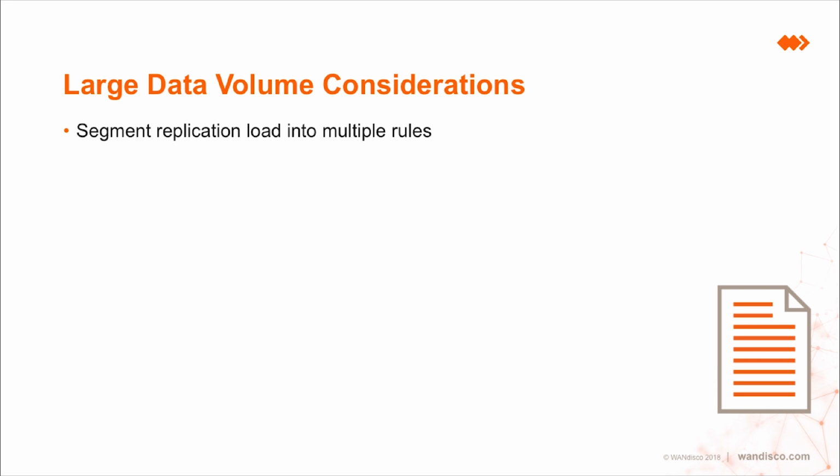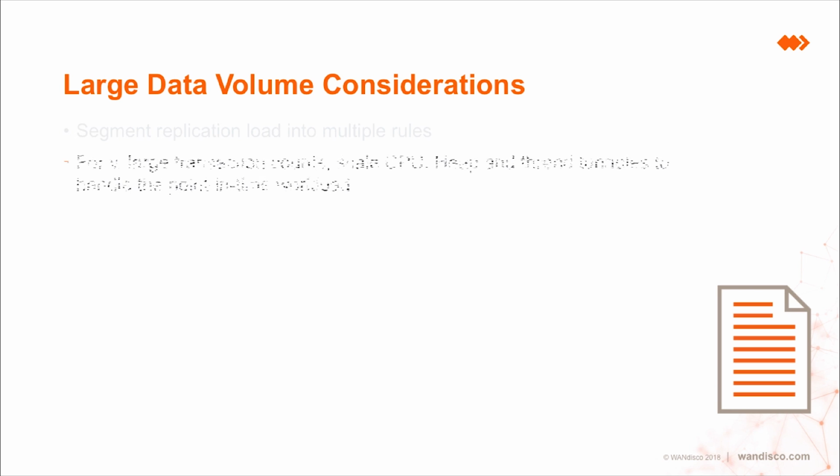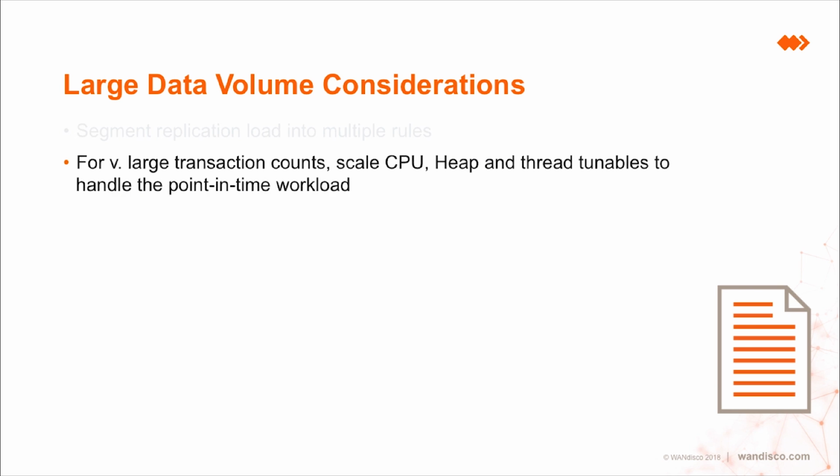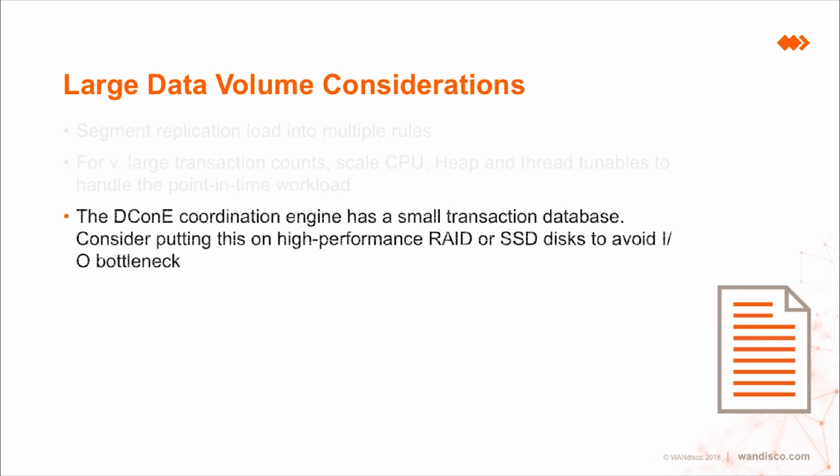Large data volume considerations. Segment replication loads into multiple rules. And the idea here is you don't try to replicate long trees, long HDFS trees, and start at the root. That's a recipe for a lot of agreements and a lot of data being transferred. For large volume transaction counts, scale up CPU, heap, and thread tunables to handle the point-in-time workload.